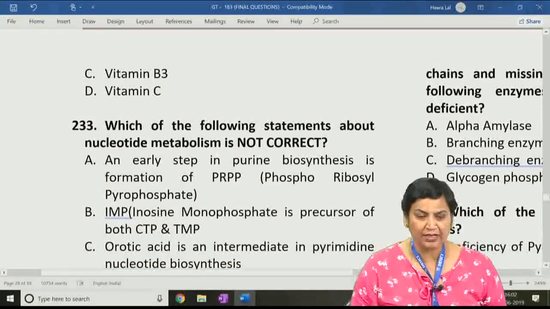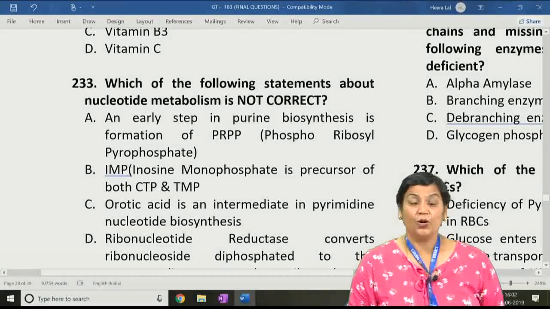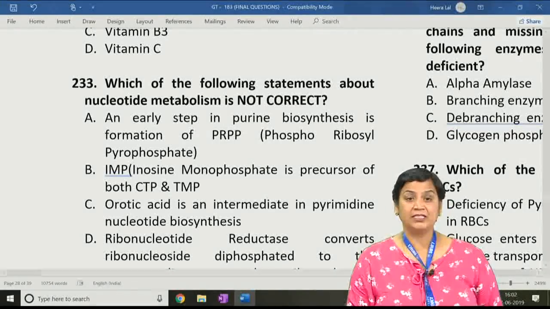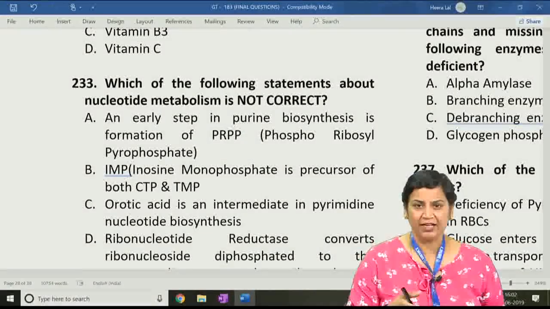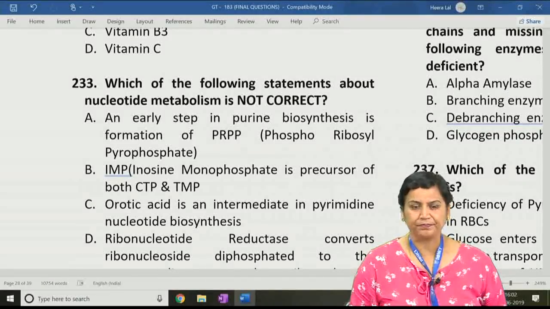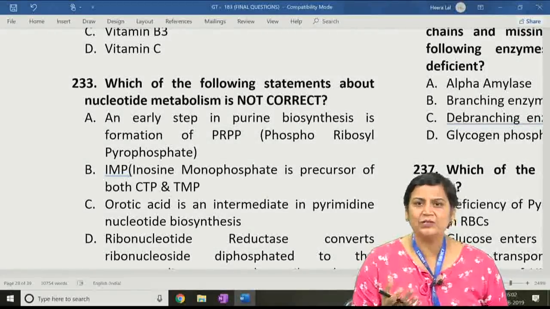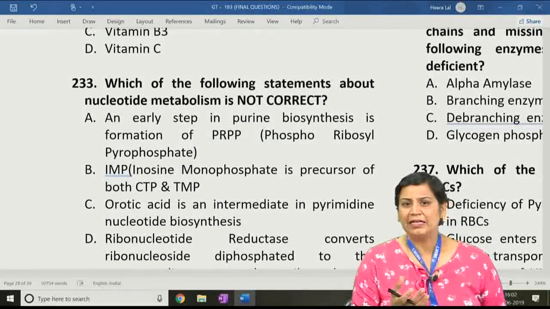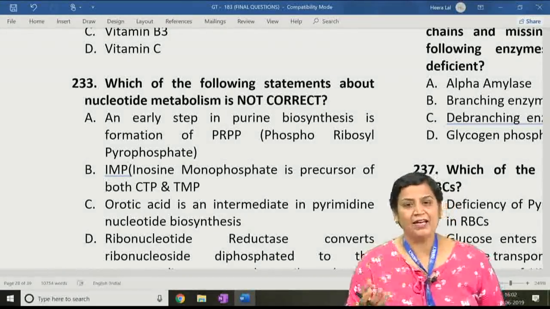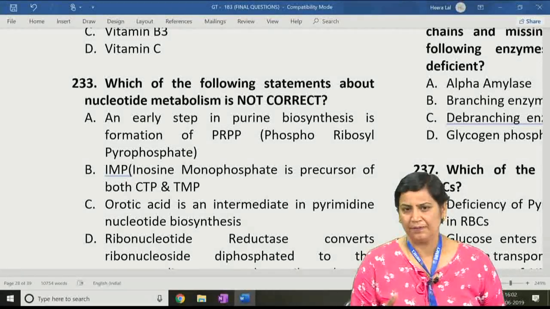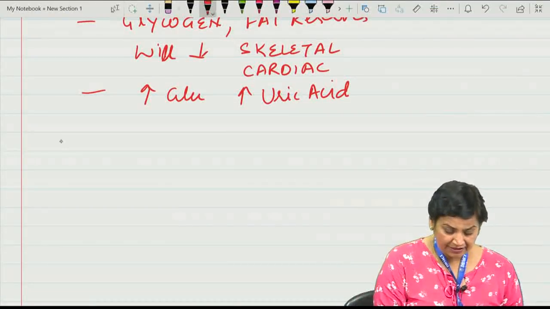Then question number 233. Which of the following statements about nucleotide metabolism is not correct? Now all of you know nucleotides are what? Base plus sugar plus phosphate. Sugar is obviously deoxyribose in DNA and ribose in RNA. Phosphate, it is same whether it is DNA, whether it is RNA. So the basic difference between the nucleotide present in DNA and RNA are that DNA has thymine and RNA has, instead of thymine, uracil.